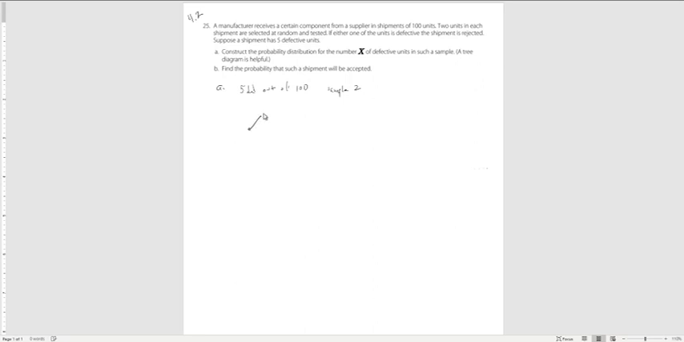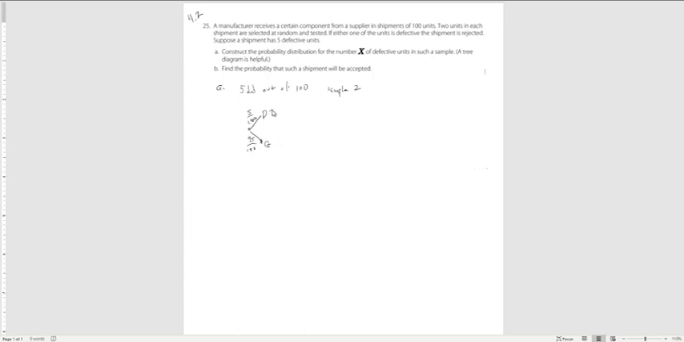So we can either have a defective unit or a good unit. So in the first sample, the probability of a defective is we've got a chance of 5 out of 100 that it's defective, right? And then 95 out of 100 it's going to be good. So that's for the first one. Then we look at the second one.